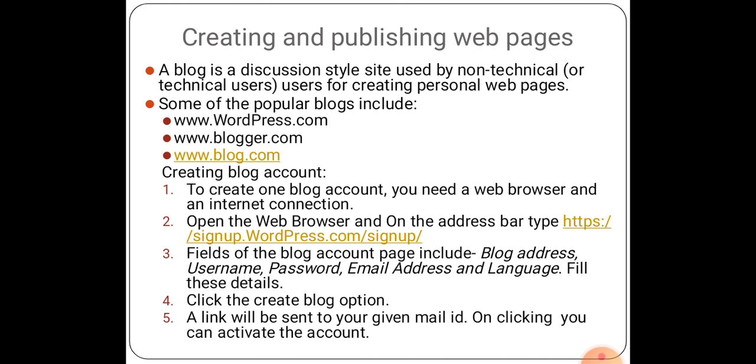Okay. So in order to create, we need a browser, and in the browser we have to type WordPress or whatever the site we are going to create, the site name, and under the blog account we have certain fields. This is also a 2 mark question. Blog address, username, password, email address, and language. These are the fields that come under blog account. So we have to fill in these details, and finally click the create blog option. The link will be sent to your registered mail id. It will be sending an email link. On clicking that link we can activate our account.